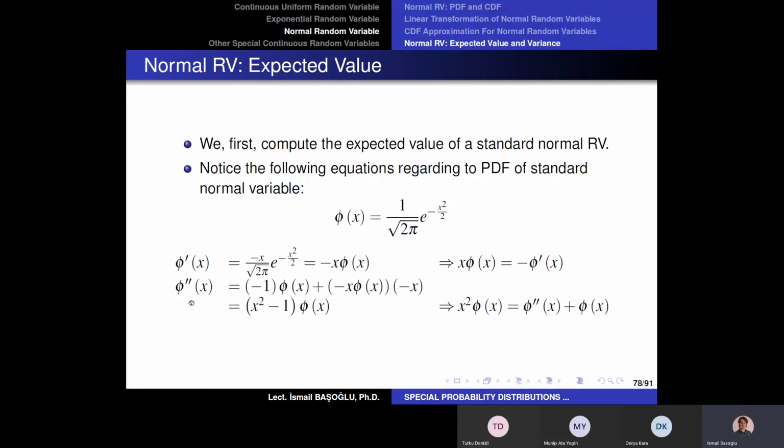Now let's check the second derivative. Most probably the second derivative is going to be helpful in the variance calculation.